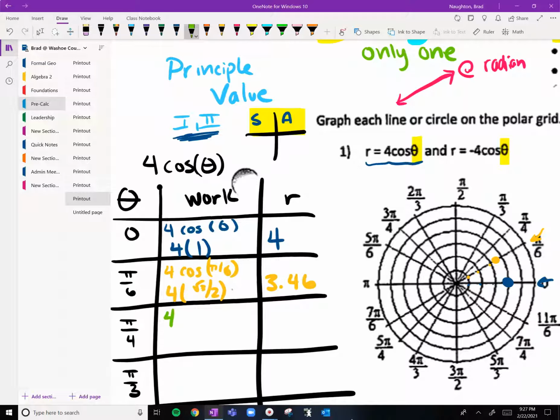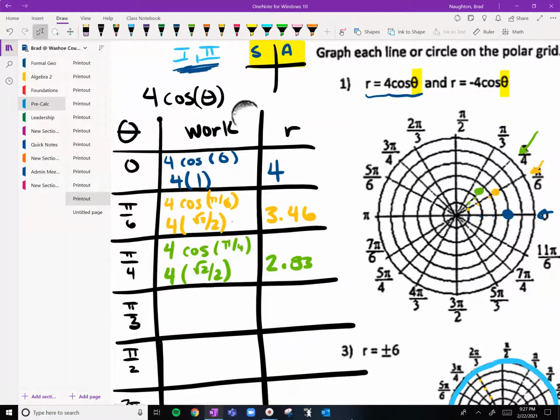So there's going to be 4 cosine pi over 4. Notice I told you this was going to be a long video. We have lots of values to do. So 4 times root 2 over 2. And when you multiply, that's going to give us 2 root 2. But really, it's just the decimal 2.83. So here at pi over 4, we're going to go 1, 2, and a little extra here. It is an approximation because we are using a calculator and rounding.